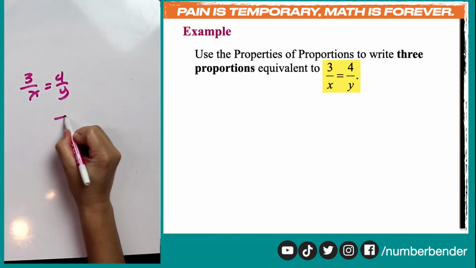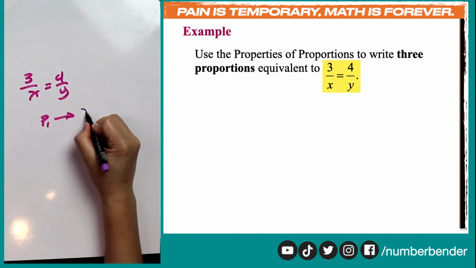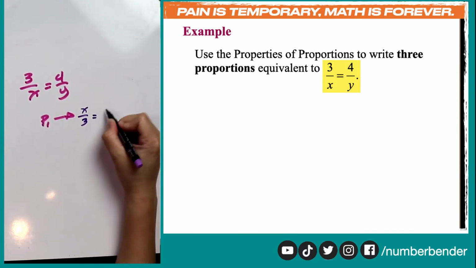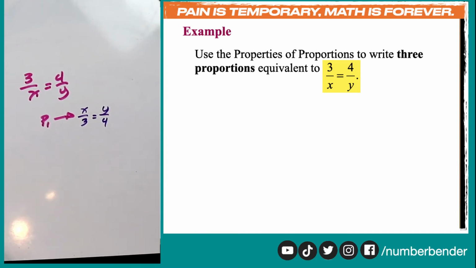If we're going to modify it using the first property, property 1, all we need to do is to switch the denominators and the numerators. X all over 3 equal to y all over 4, and they will still be the same, and that's for property number 1, changing the reciprocal of our fraction.